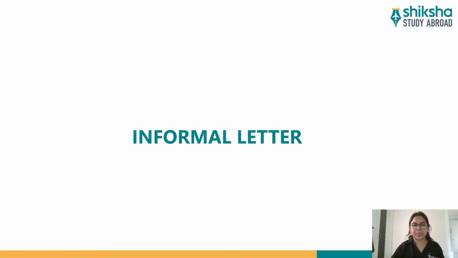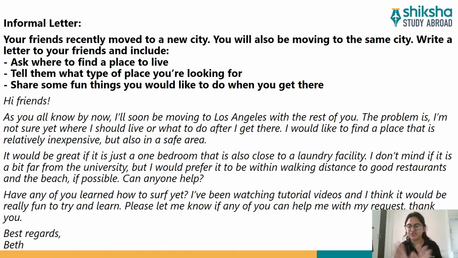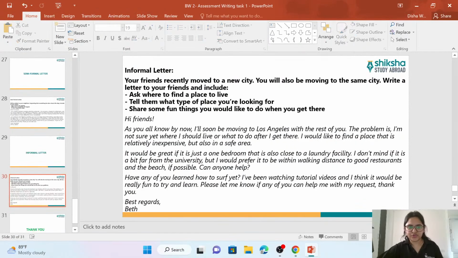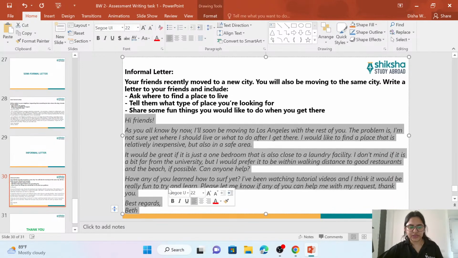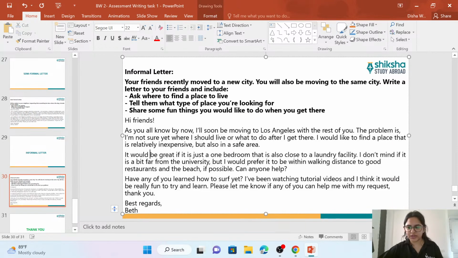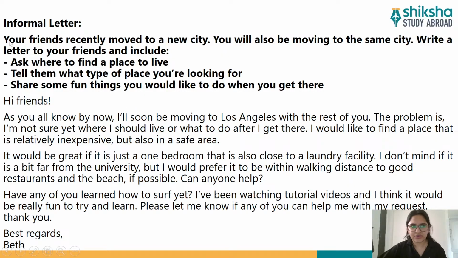All right. If we talk about the informal letter, which is one of the easiest letters to write, then let's talk here about the informal letter. So the question might look like this: your friends recently moved to a new city. You will also be moving to the same city. So write the letter to your friends and include: ask where to find a place to live. Tell them what type of place you're looking for, and share some fun things you would like to do when you get there. All right.